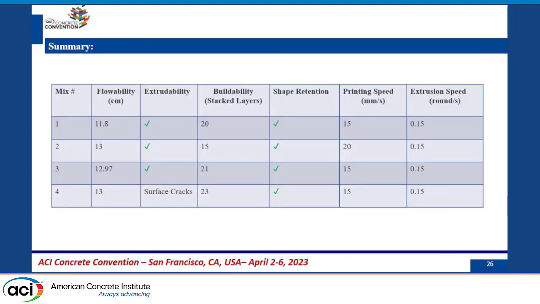To summarize, we get 4 different optimized mixes. Out of 4, 3 satisfy all the printability criteria, starting with extrudability, buildability, and shape retention. And the optimized extrusion speed was the same for all the mixes. And also the printing speed was the same for all mixes except mix 3, where the optimized printing speed was 20 millimeters per second.